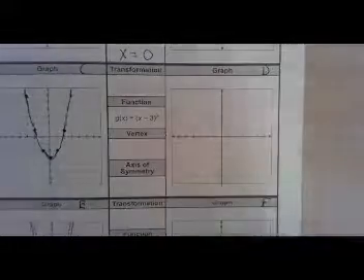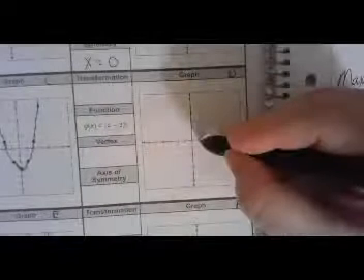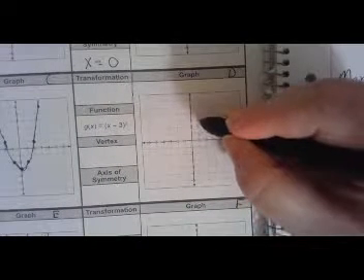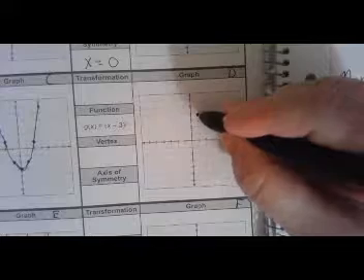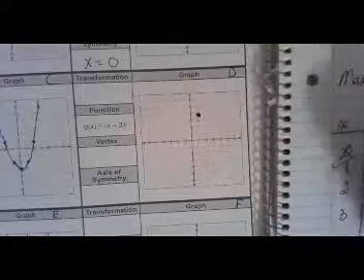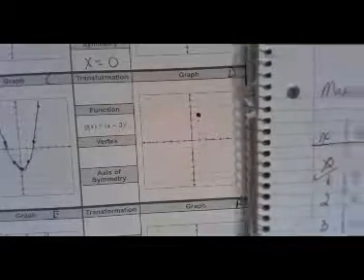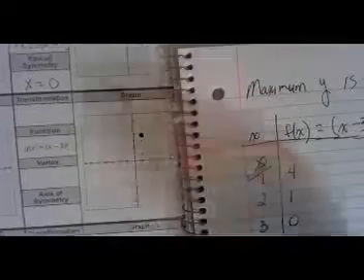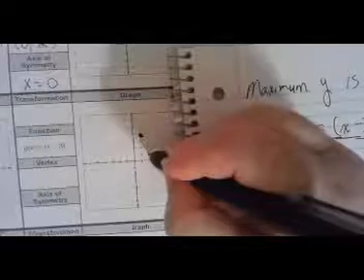So we decided that 1 was our first point. 1 and 4. Put the point there. And then 2 and 1. Okay, let's plot that one. And then 3 and 0.